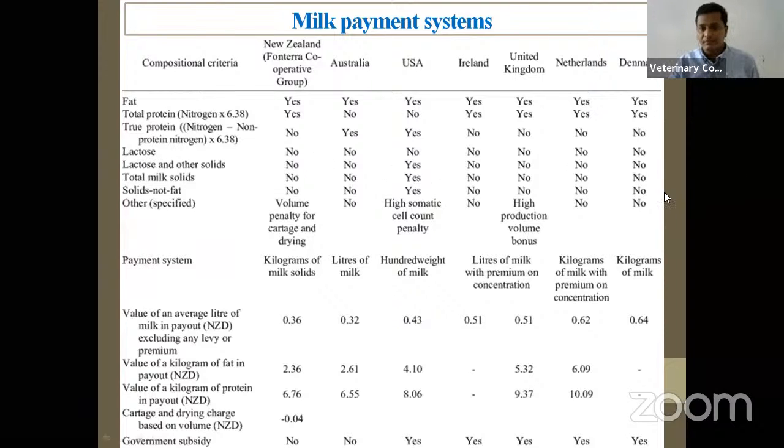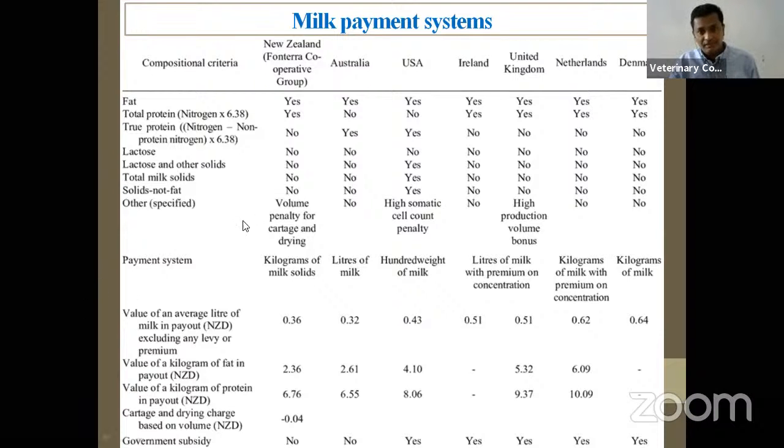None of the countries will pay based on lactose content or other milk solid content. The fat and SNF are the major ingredients that are present in the milk that are used to make the payments to the farmers.